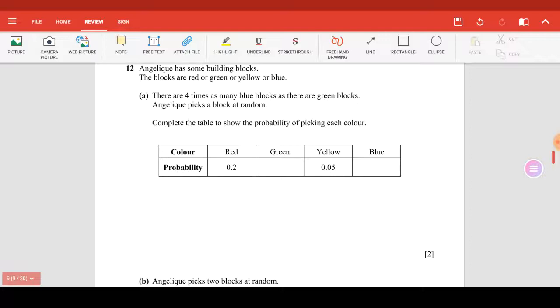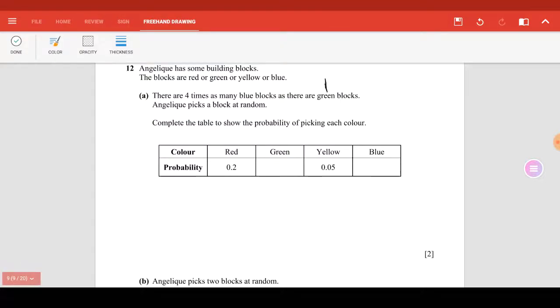Angelic has some building blocks. The blocks are red, green, yellow or blue. There are 4 times as many blue blocks as there are green blocks. It means when you have 1 green, you have 4 blue. Angelic picks a block at random. Complete the table to show the probability of picking each color. So you have to remember that the total of the probabilities should equal 1 when you add them all. But we have 2 missing parts.